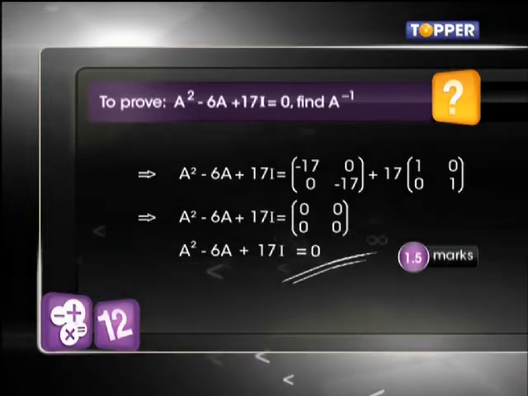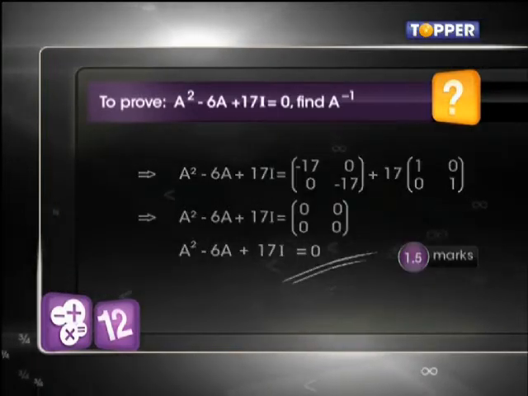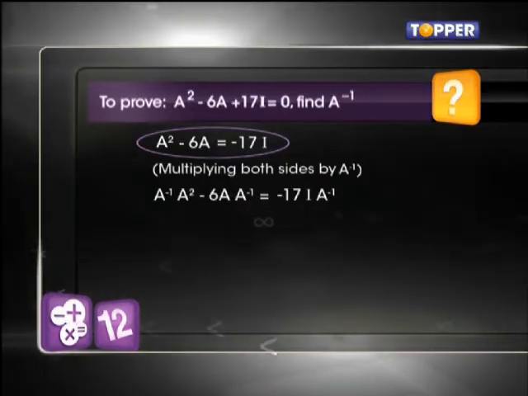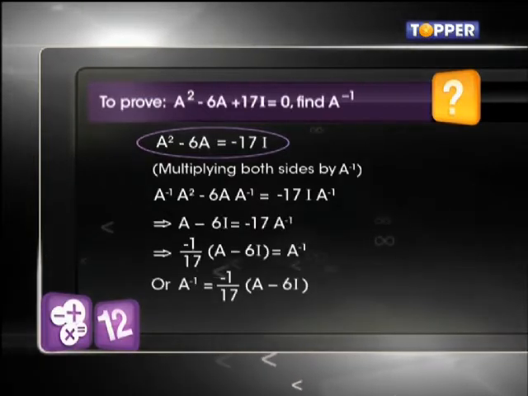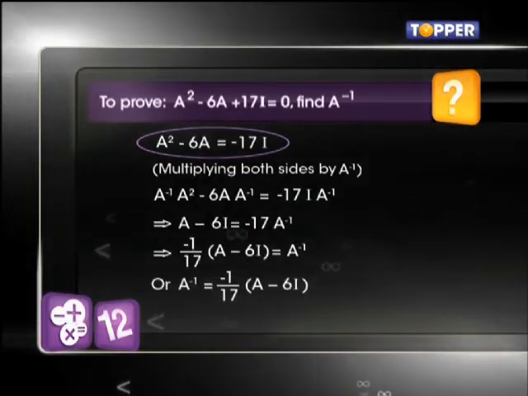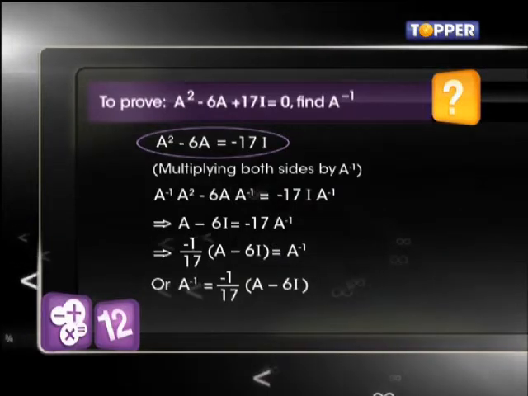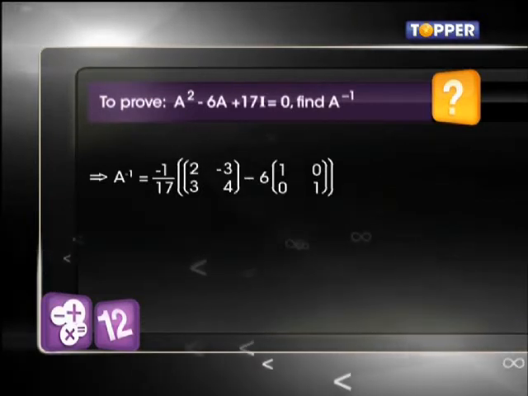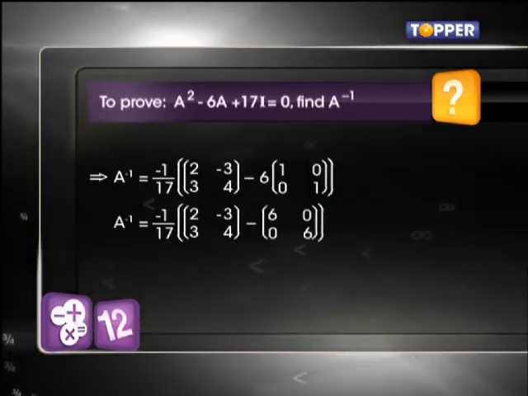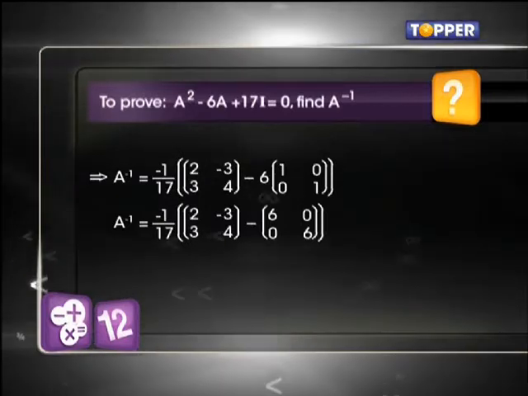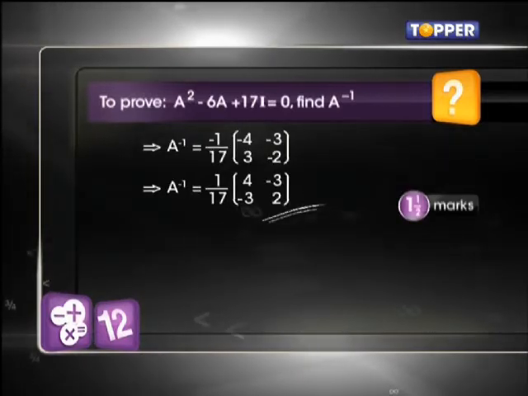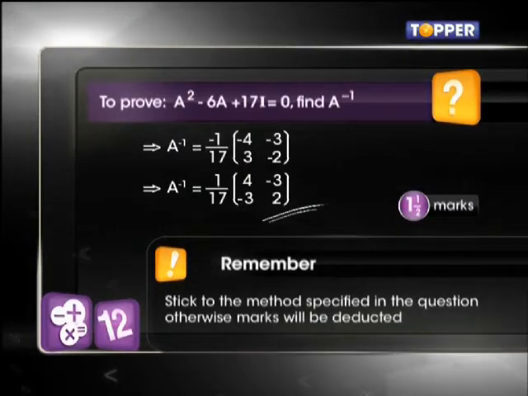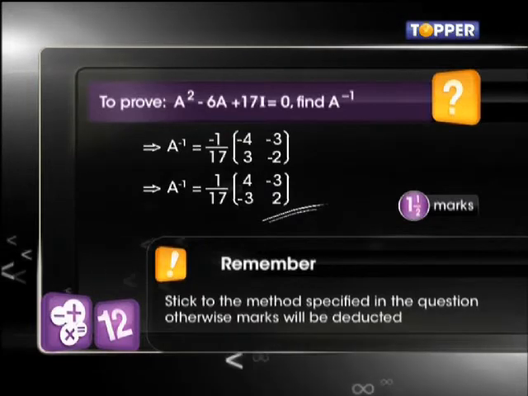Now, let's get to the second part of the question. Find the inverse of matrix A. Let's use the given equation. Multiply both sides by the inverse of A and simplify it in such a way that apart from A inverse, all the other quantities are on the right side. Then, substitute the values and get the inverse of A. That'll earn you the remaining marks. Here you will not get marks if you find inverse using adjoint of matrix A.